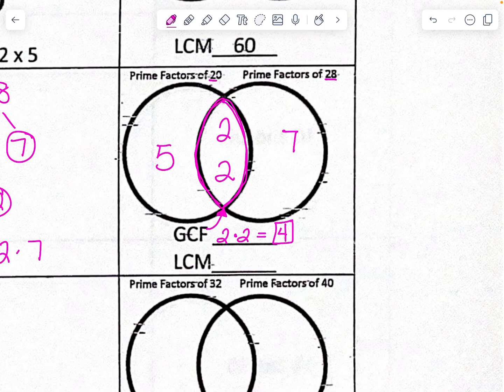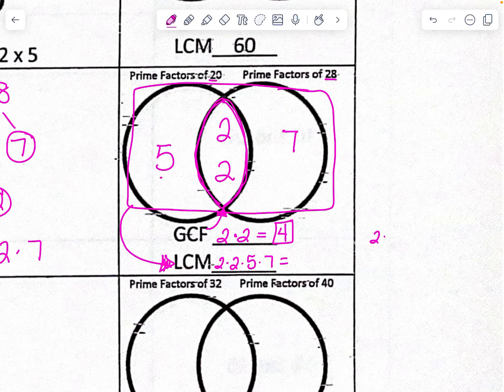The LCM is the entire thing. Okay. That means we're going to multiply everything in the Venn diagram. So we've got 2 and 2, then a 5, and a 7. We're going to multiply all of these together to get the least common multiple. So 2 and 2 equals 4. Multiply by 5 is 20, and then multiply by 7 to get 140. So the least common multiple is 140.